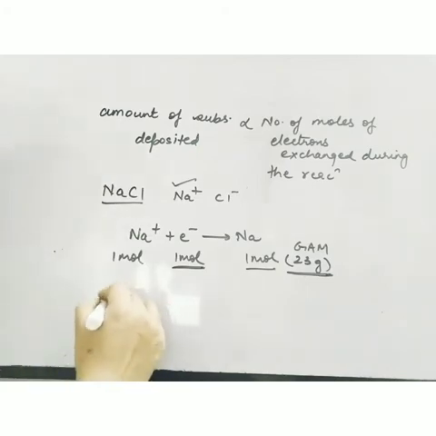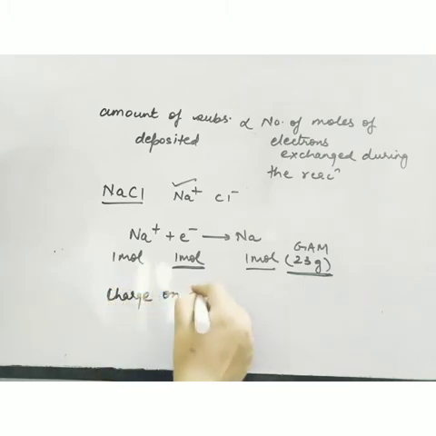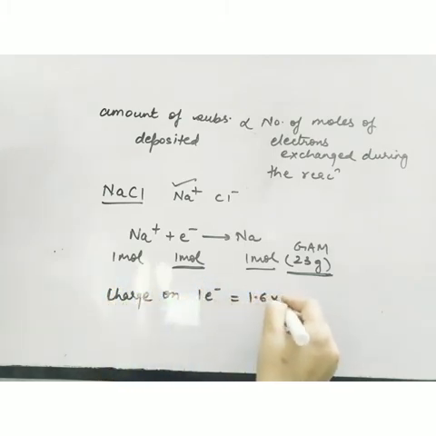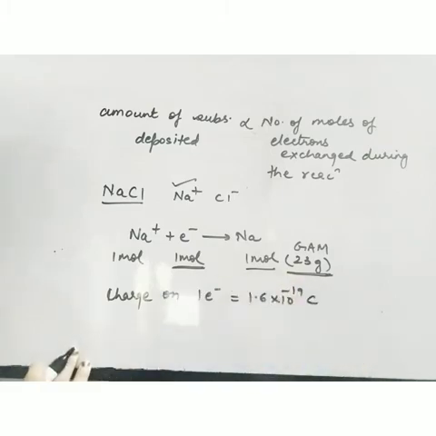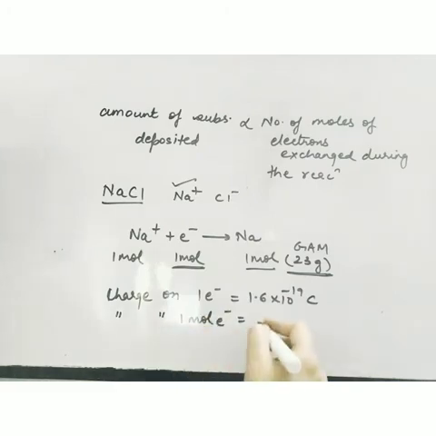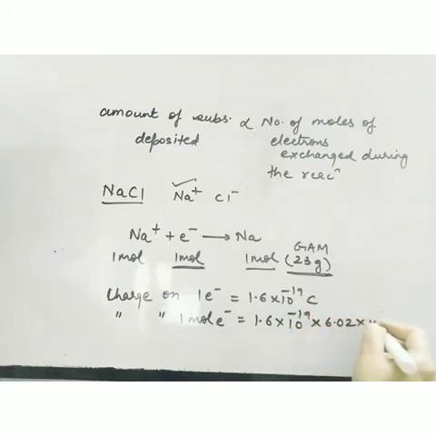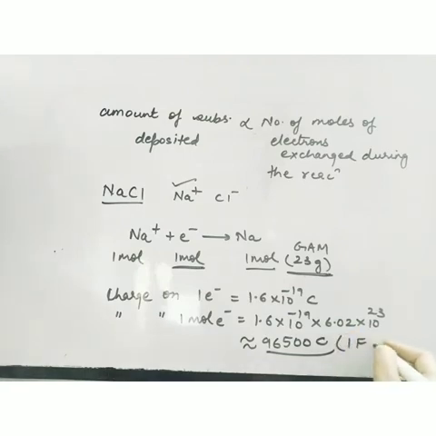Now let's see what happens. What is the charge on 1 electron? The charge on 1 electron is 1.6 into 10 to the power minus 19 coulomb. Now what will be the charge on 1 mole of electrons? You know the meaning of mole? Mole means Avogadro number. So it is 1.6 into 10 to the power minus 19 multiplied by 6.02 into 10 to the power 23, your Avogadro number. And this value is approximately 96,500 coulombs. It is known as 1 Faraday. This is the Faraday constant, 1F.